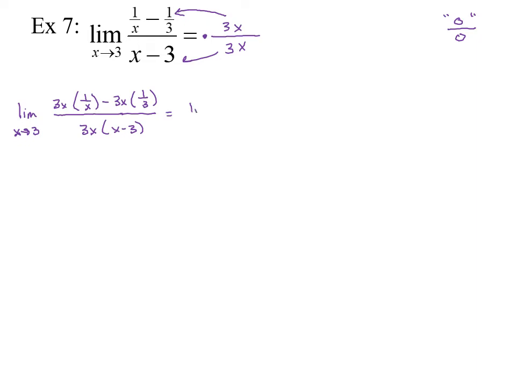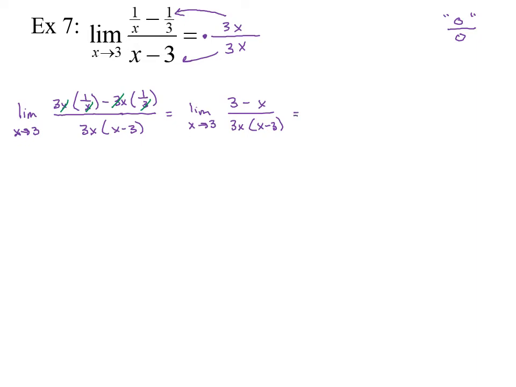Let's simplify the top. This is the limit as x approaches 3. On the first fraction, you'll see that your x's cancel, and on the second fraction, your 3's will cancel, which leaves you with 3 times 1 is 3, minus x times 1 is x, over 3x times x minus 3. Now, these 3's don't cancel. Please don't do that. Instead, you should notice that this 3 minus x and this x minus 3 are very similar to each other, except that they're backwards. You need to make sure that they're in the same order when subtraction is involved.